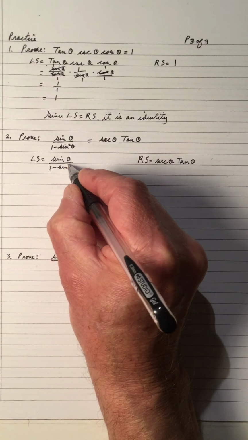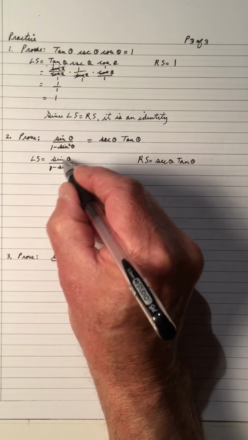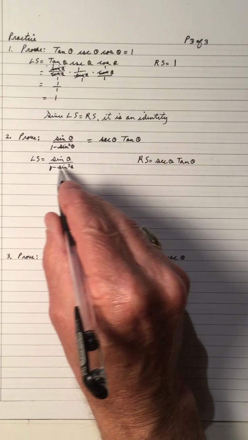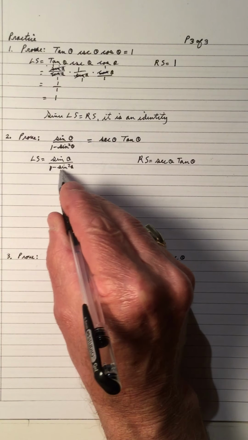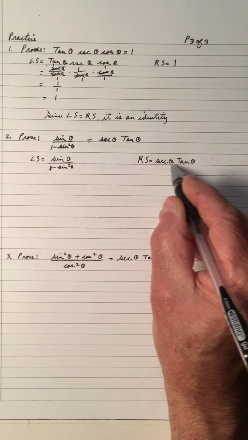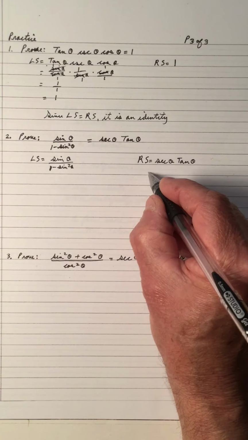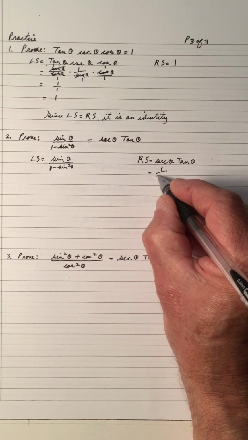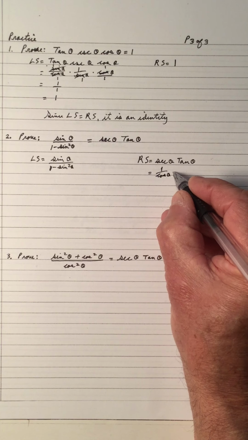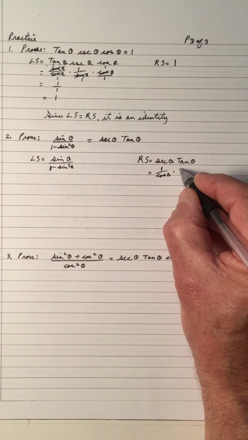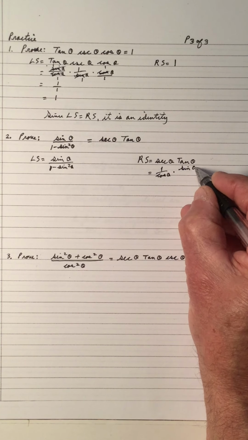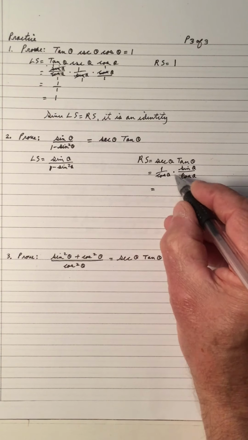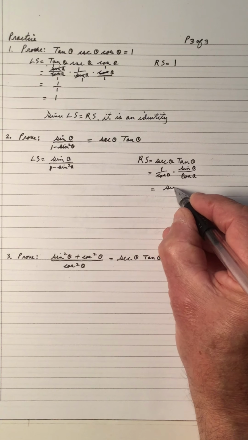So as long as you work one side fully without touching the other side. So let's leave this alone because that's a cos squared there. So this might become that. Let's see. Secant is 1 over cos, times tan, which is sine over cos. And 1 times sine is sine.